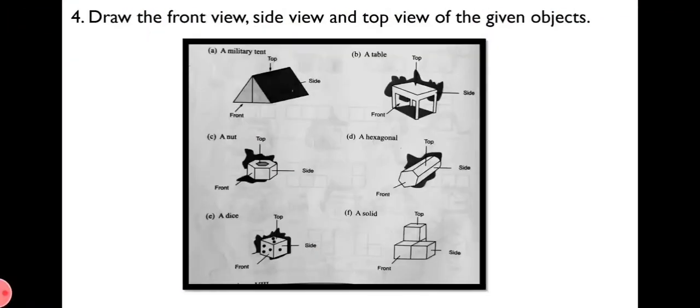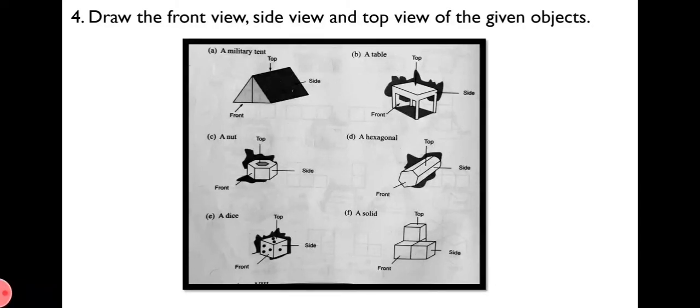Next, question number 4. Draw the front view, side view and top view of the given objects. Here in the question, some objects are already shown with the marking of top, front and side view. So using that, you have to draw the top view, front view and side view of the given objects. So dear students, question number 3 and 4 you will do in our regular CW book.